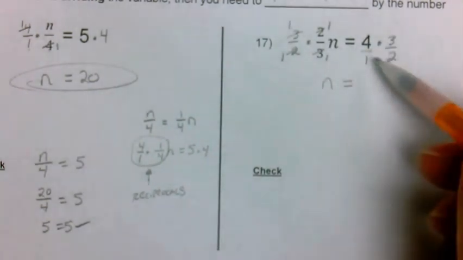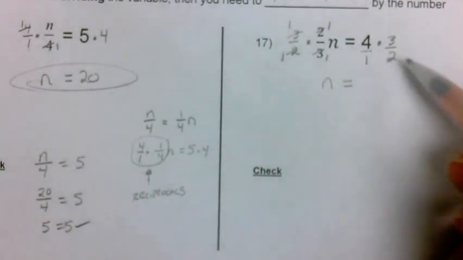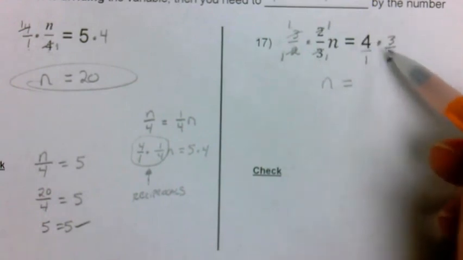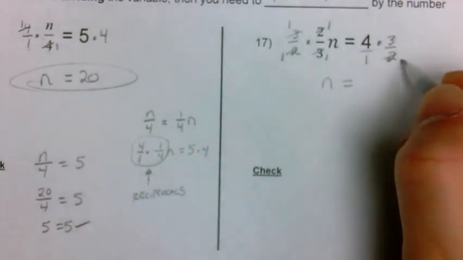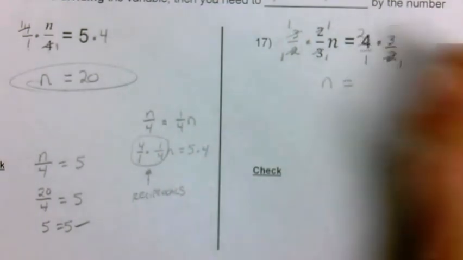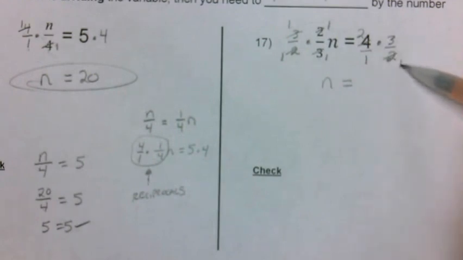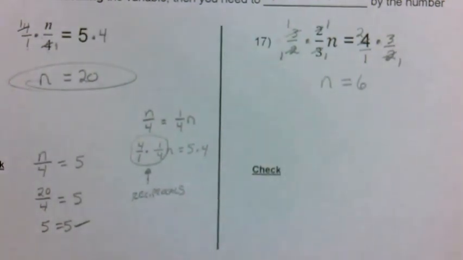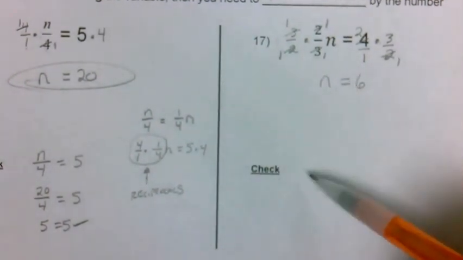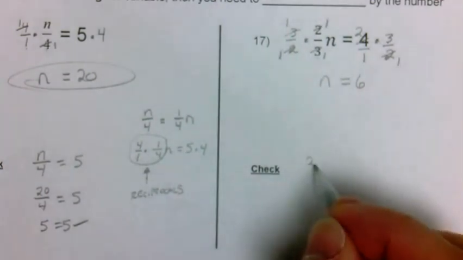Looking here on the right side, 4 over 1 times 3 over 2, I can simplify with the 4 and the 2. 2 goes into itself once, 2 goes into 4 twice. So now it's 2 over 1, which is 2, times 3 over 1, which is 3. 2 times 3 is 6. So I think n is 6. I'm going to make sure by doing my check underneath.